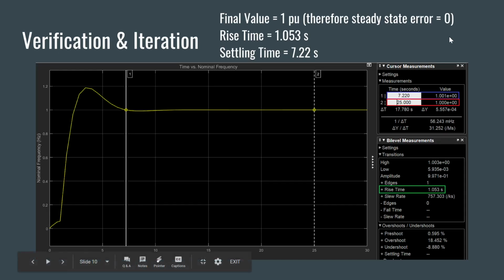The output of the closed loop system is shown on screen. As is shown, the rise time is 1.053 seconds, the settling time is 7.22 seconds, and the final value is 1 pu. This final value means that the steady state error is 0. The percent overshoot is 18.5%, which is much higher than the industry standard from the NERC of 5%.